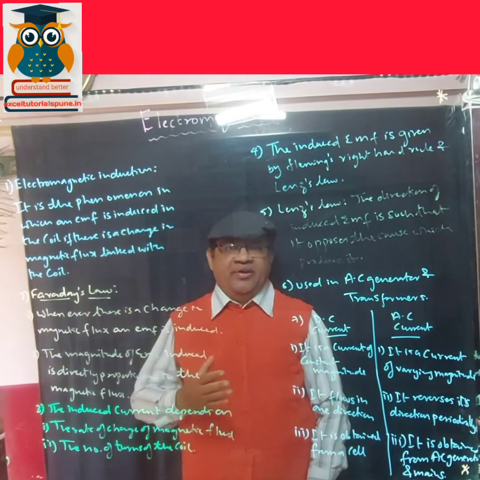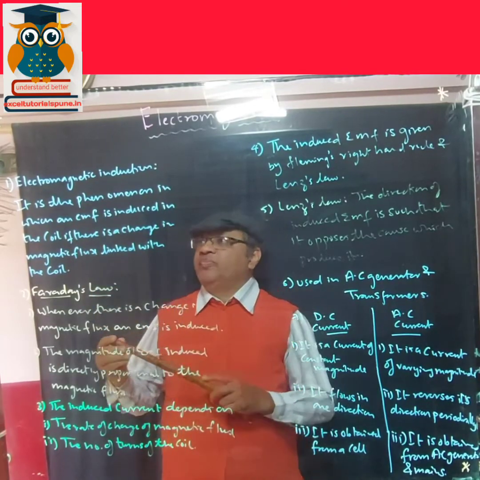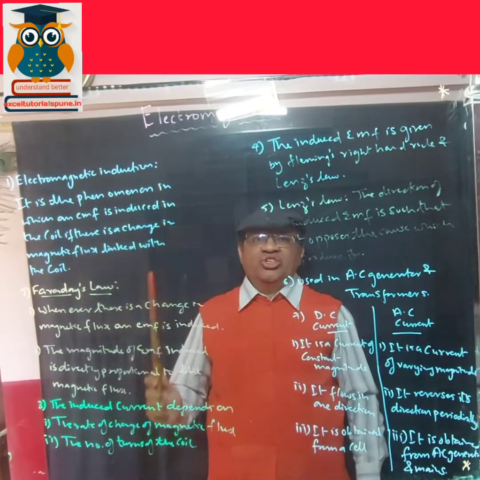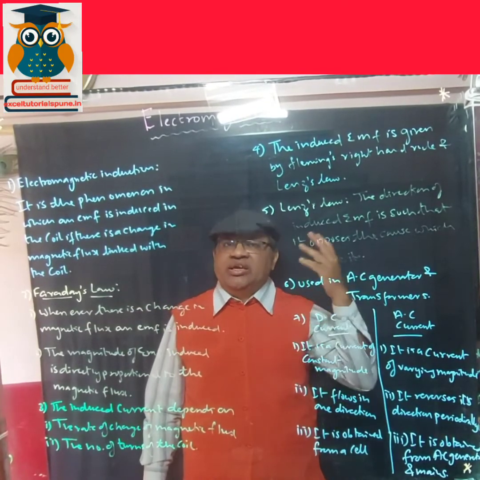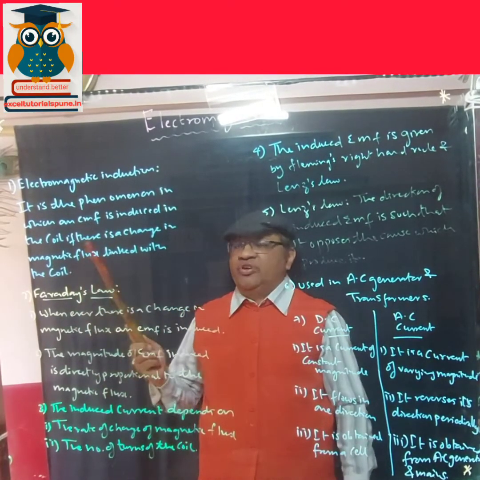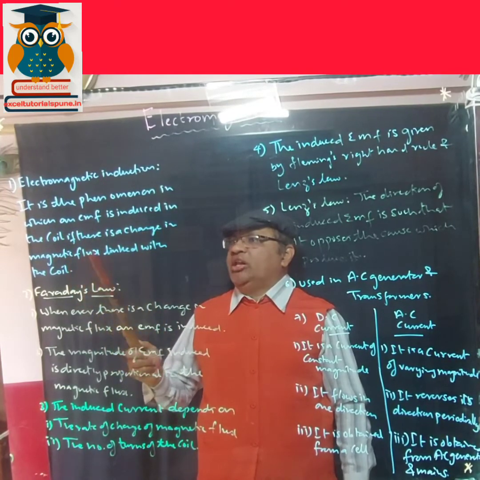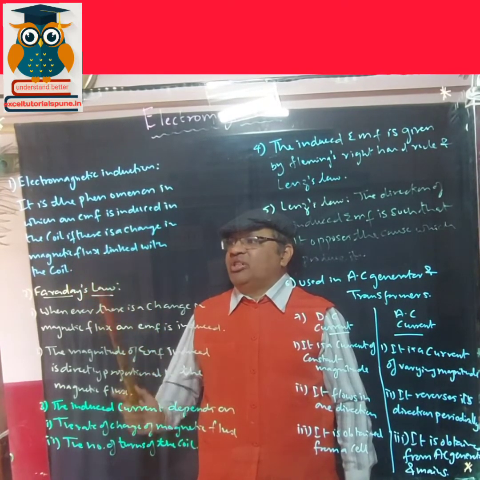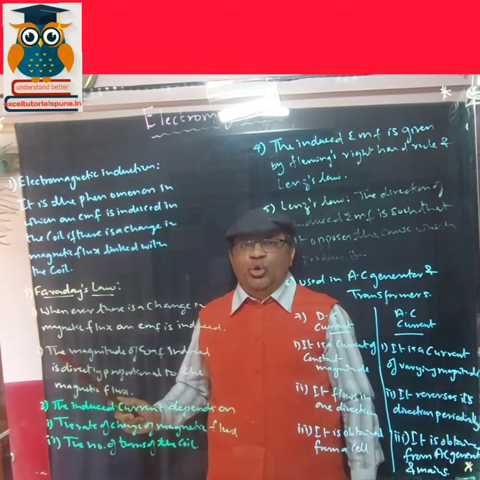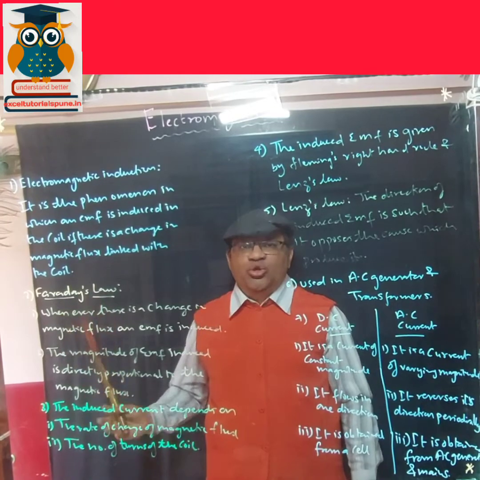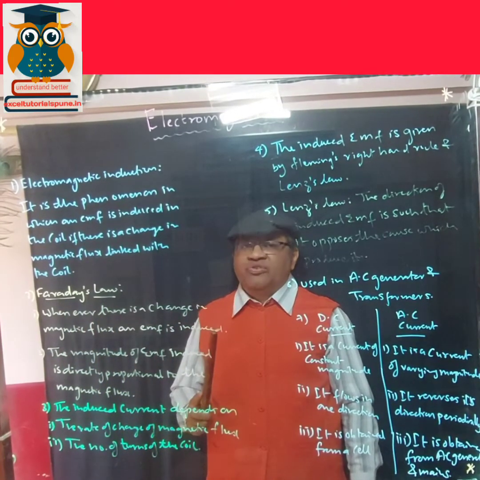Please excuse my handwriting. So what is electromagnetic induction? Electromagnetic induction, as I have told you, whenever there is a varying magnetic flux, there is electricity generated. So the definition: it is a phenomenon in which an EMF is induced in the coil if there is a change in magnetic flux linked with the coil. Now Faraday's law. Faraday brought in two laws based on the induced EMF. Whenever there is a change in magnetic flux, then EMF is induced.